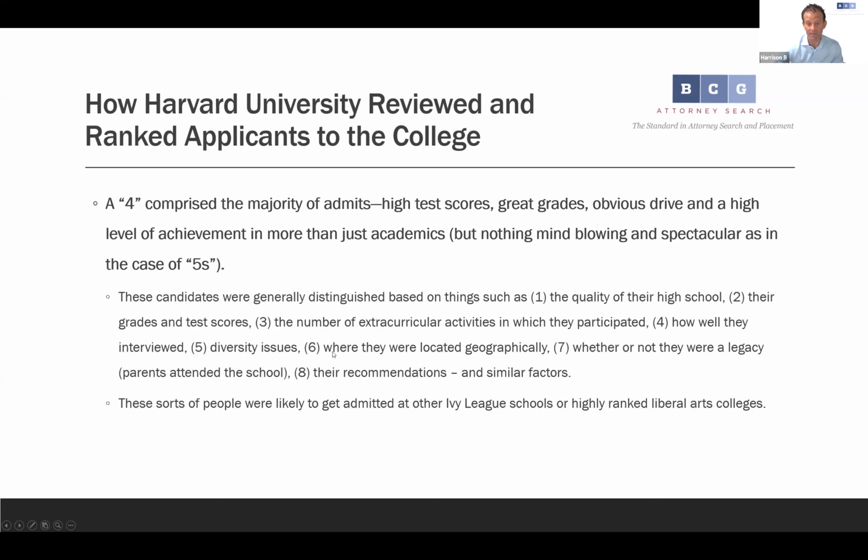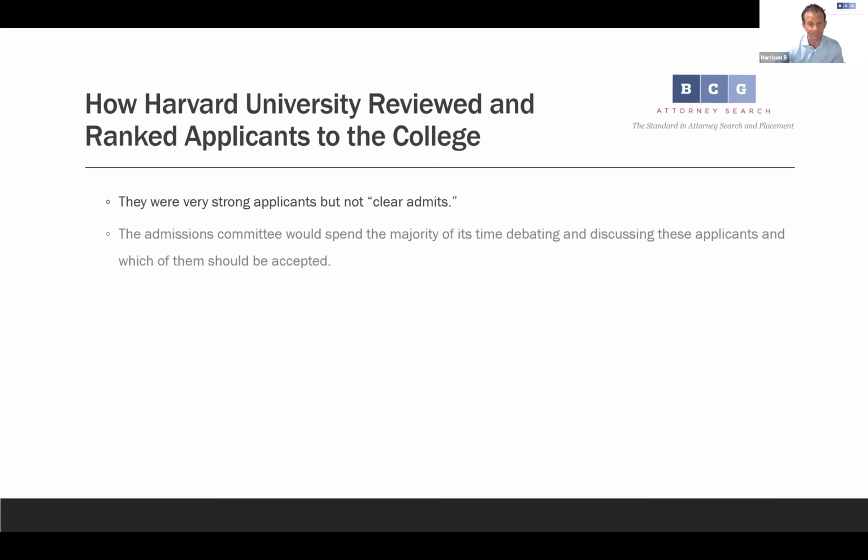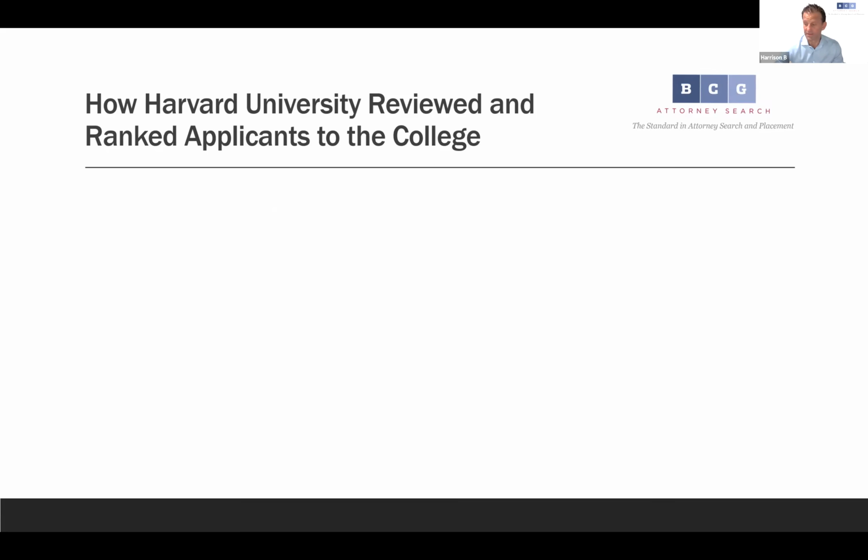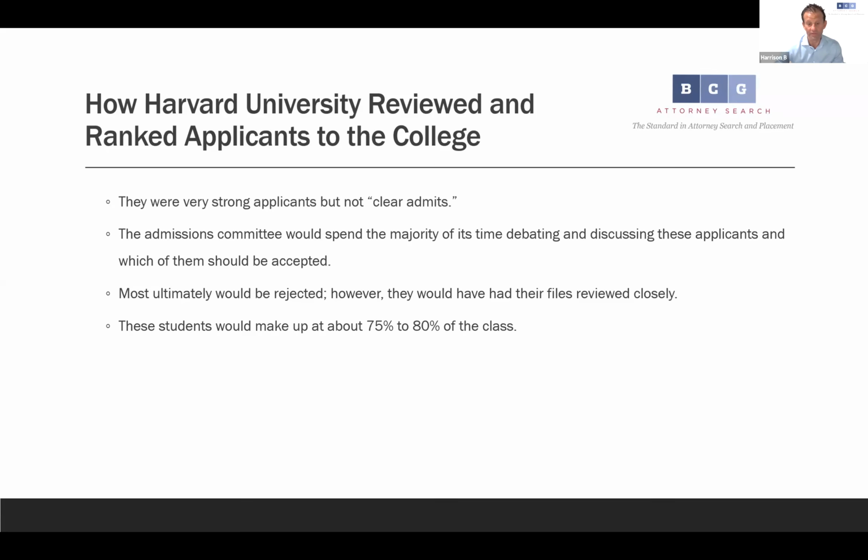If you're in Montana where there's not a lot of good people applying, you might be more likely to get in. So they can use all these different criteria to weight the application. And these people are really the majority of a school like Harvard. They're probably 75 to 80% of the class. They're just really good applicants, and they would have great test scores and everything's really good. They're just not like a 5.